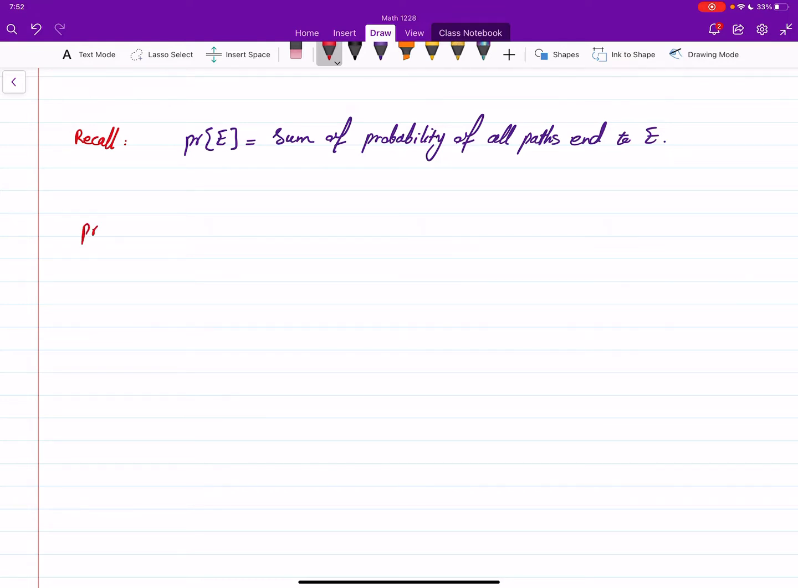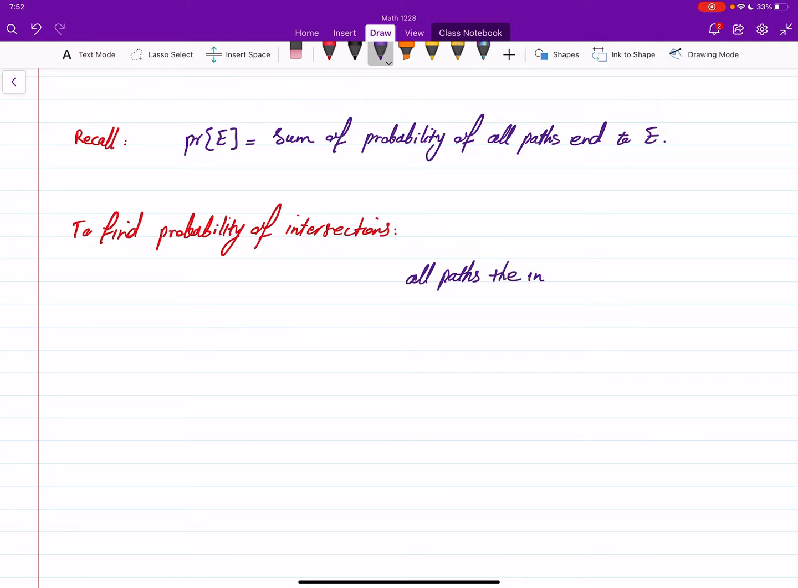Now, what about finding the probability of intersections? So you have several events, and you want to find the probability of their intersection when you have a tree for that stochastic process. In that case, you again find all paths that include all of those events. Find the probability of each one, which is for each path you multiply all the numbers along the way to the root. Then you add them. That will be the probability of the intersection.